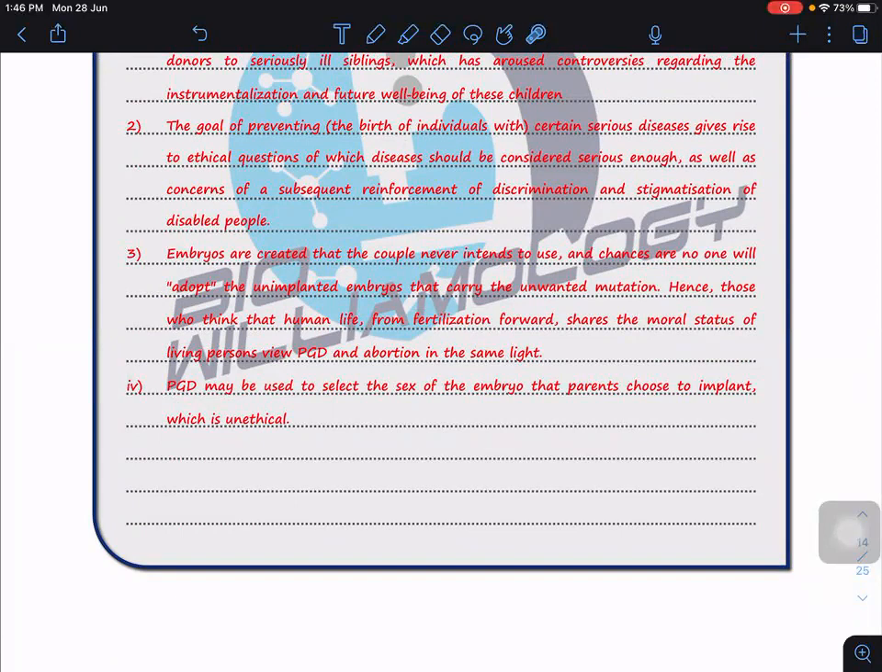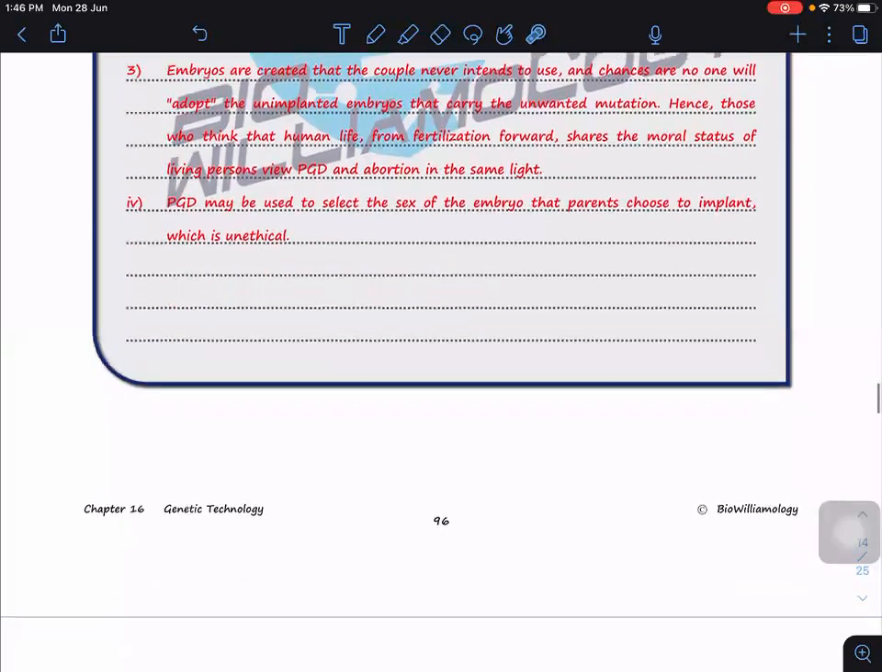Okay, so PGD may also be used to select the sex of the embryo that the parents choose to implant, which is unethical. Okay, so it means that when you use PGD, you check, and you know whether it's male or female already. Then what happens? You're going to choose, right? You can tell the embryologist, oh yeah, I want a male only, I want a female only.